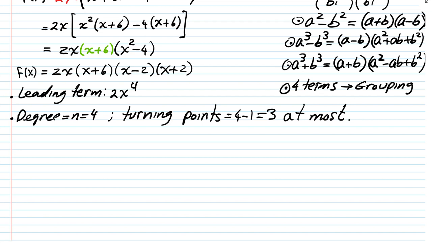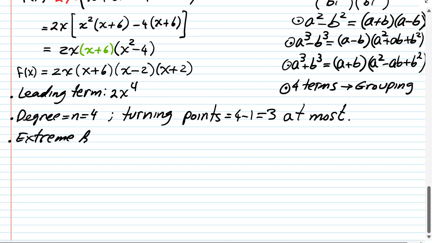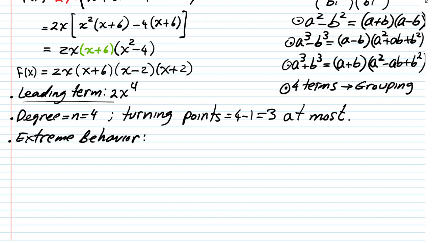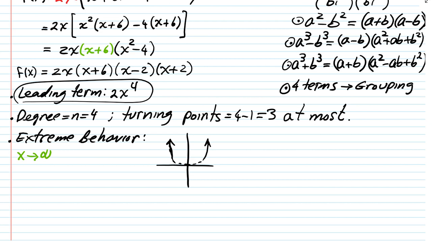Got the leading term. Now, extreme behavior. For extreme behavior, we look at the leading term. We look at this term, 2x to the fourth. Well, x to the fourth looks like so. Right? That's our power function with an even exponent. So we can write now as x goes to infinity. And 2, by the way, for what we're doing here, doesn't play any role. But if that number 2 is negative, we do have to remember to reflect. And that will change the end behavior.